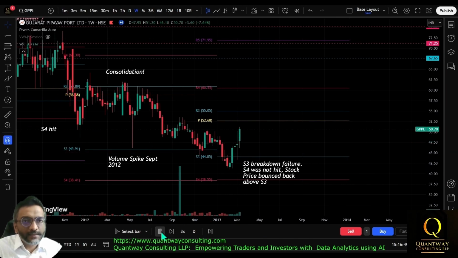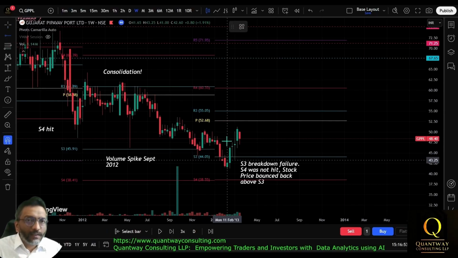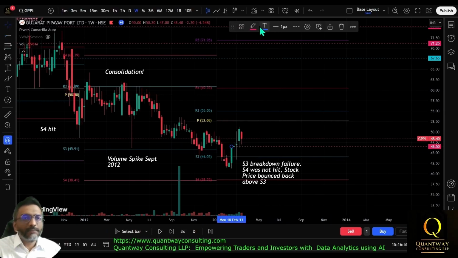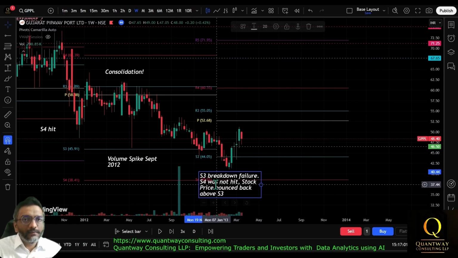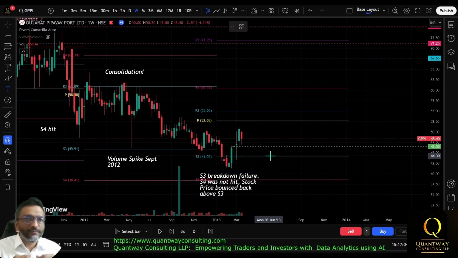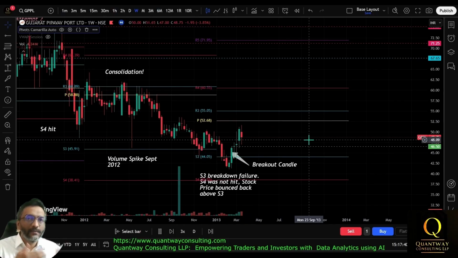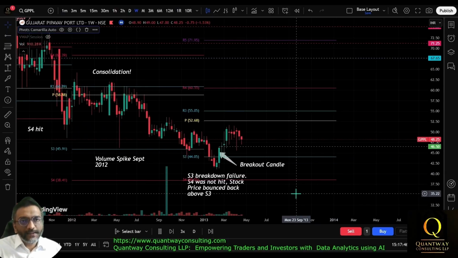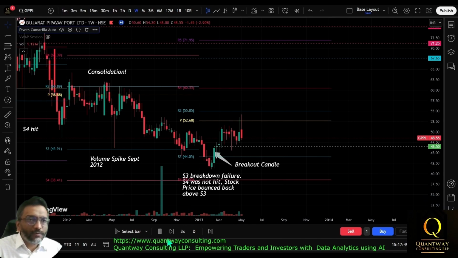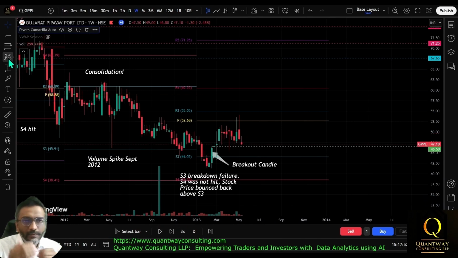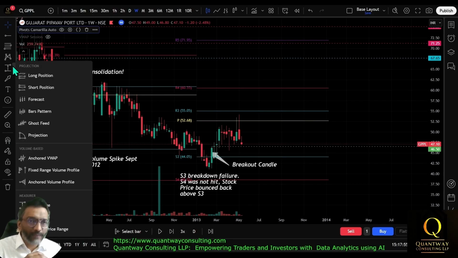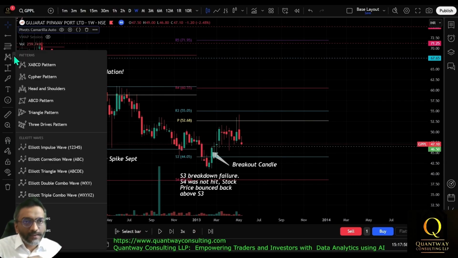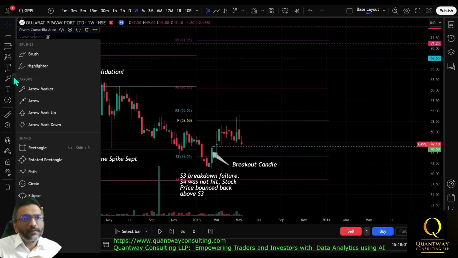So I'm calling this a reverting candle or a breakout candle from the S3 levels because the S3 breakdown was rejected. S4 was not breached, and that is S3 to S4 should have happened, but it didn't happen. This is why it is called a breakout candle as per me from the S3 levels. So most likely the price action will be a consolidation between the high of this breakout candle and the pivot. So let us draw a rectangle for this consolidation area.